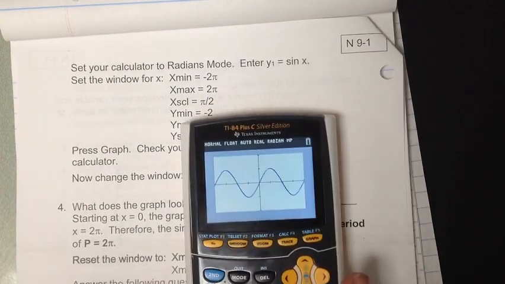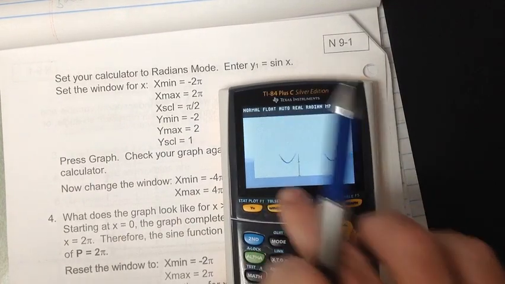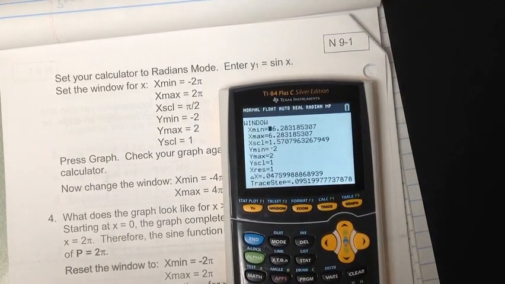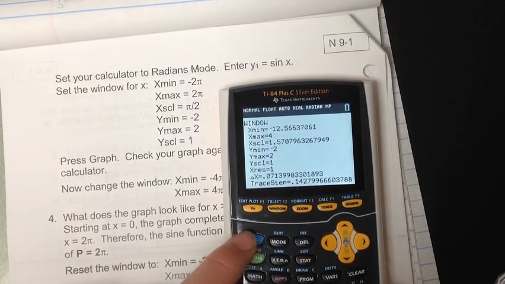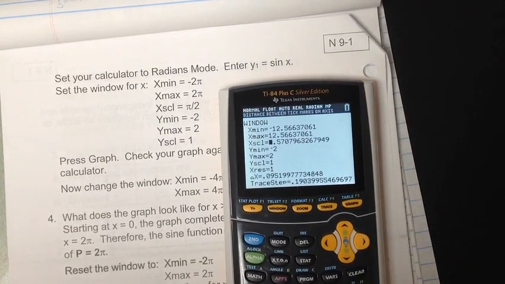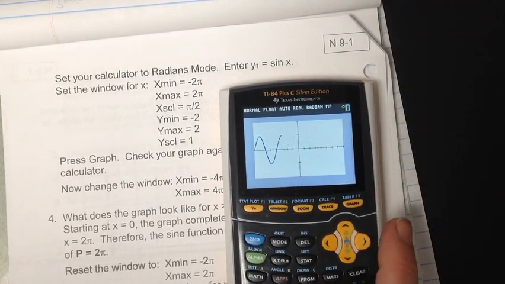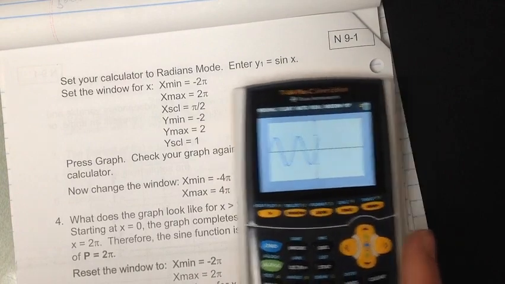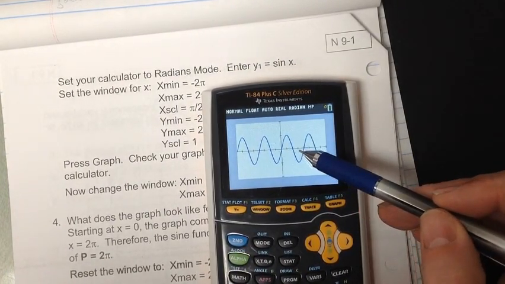Okay? Now it says change the window from negative 4 pi to positive 4 pi for our x min and x max. So negative 4 pi and positive 4 pi. And we'll be able to see more of the graph here. What does the graph look like for x greater than 2 pi? So here's 2 pi right there. Here's 0, pi, 2 pi, 3 pi, 4 pi.